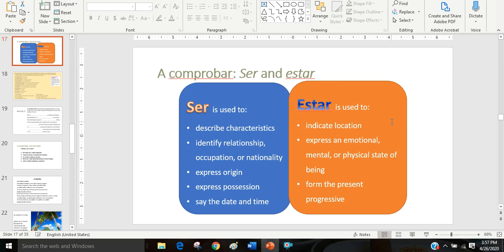Okay, we're going to use estar to express location. Por ejemplo, en este momento estoy en mi casa. Estoy en mi habitación, de hecho. Emotional, mental, or physical states of being. Por ejemplo, en este momento estoy contento, más o menos, estoy trabajando. And the last one I gave was the present progressive, okay, to talk about an action in progress.